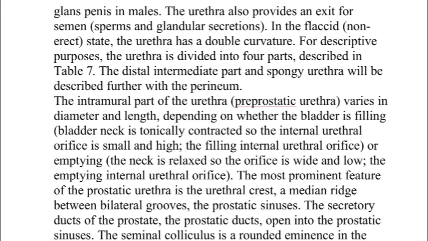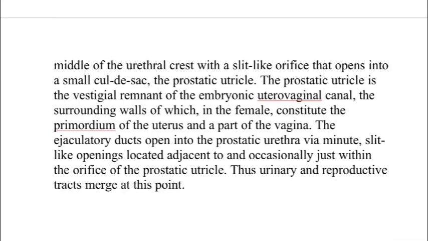The seminal corniculus is a rounded eminence in the middle of the urethral crest with a slit-like orifice that opens into a small cul-de-sac that is called the prostatic utricle. The prostatic utricle is the vestigial remnant of the embryonic uterovaginal canal. So that is what you have in the male. The surrounding walls of this prostatic utricle in females, what you have in females actually is the uterovaginal canal. In the males, what you have there is prostatic utricle.